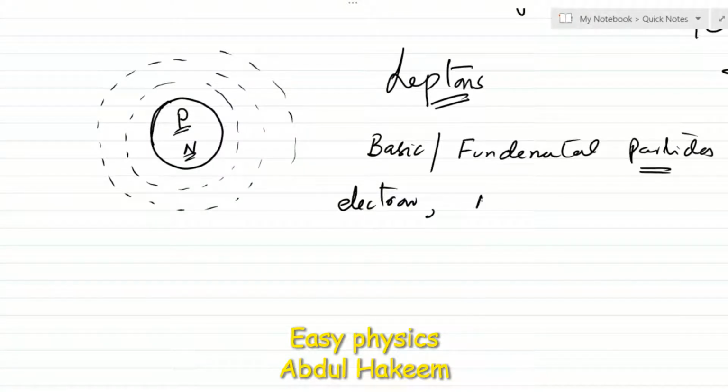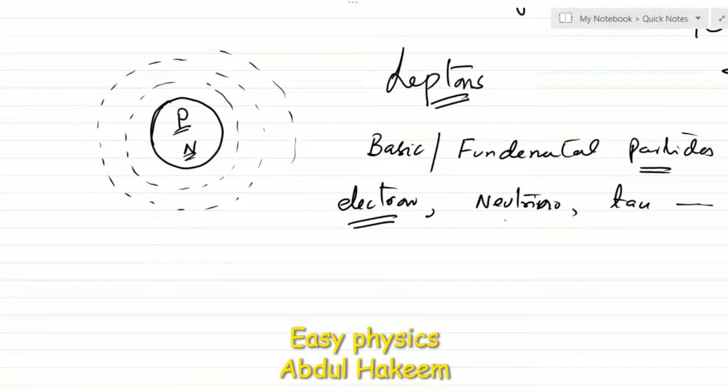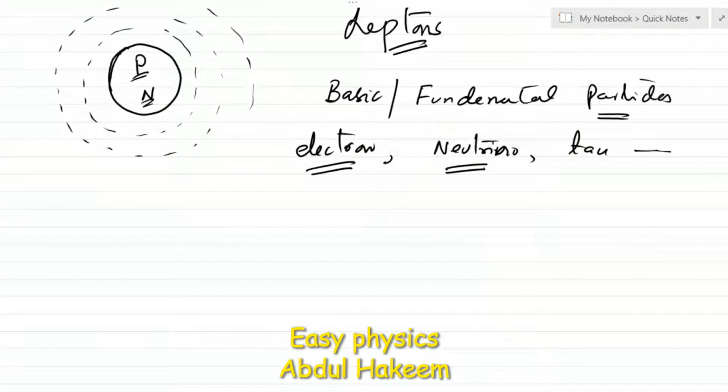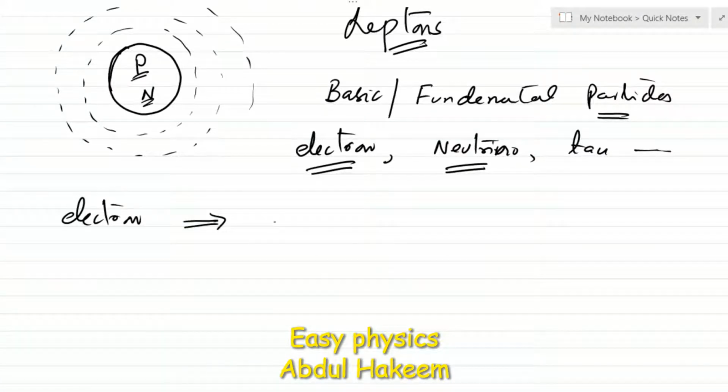Number two is neutrino. Number three is tau, and so on. There are many more. So we have to discuss here only electron and neutrino. They are very light particles. Their masses are very small as compared to the hadrons. Now, each particle has its antiparticle, like electron has its antiparticle, which is called positron.